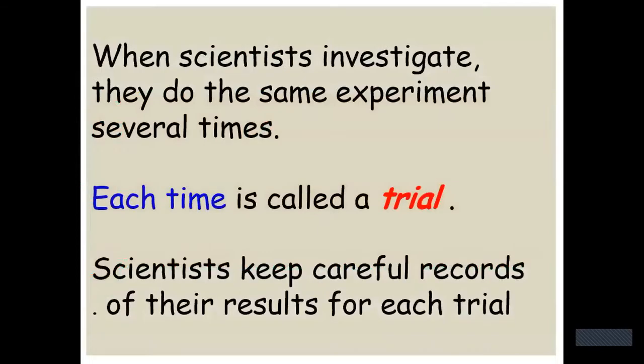Today we will complete our lesson about keeping records. When scientists finish making their experiments, they keep records. When scientists investigate, they do the same experiment several times. When they repeat their experiment, each time is called a trial. Scientists keep careful records of their results for each trial.